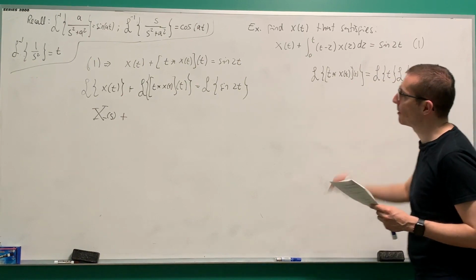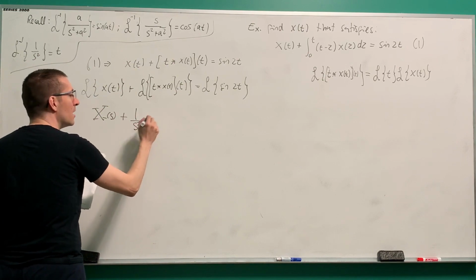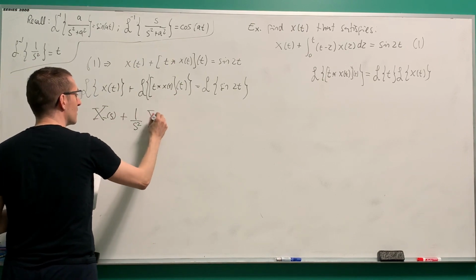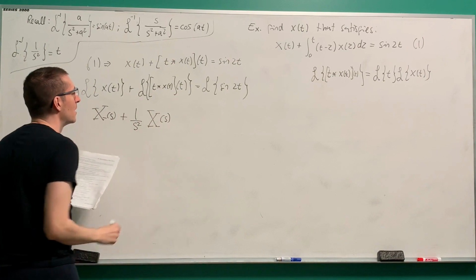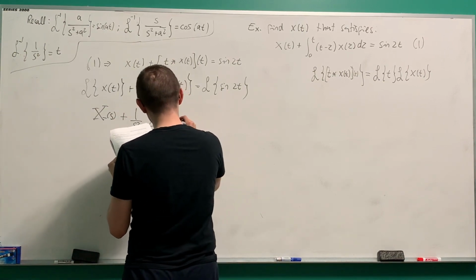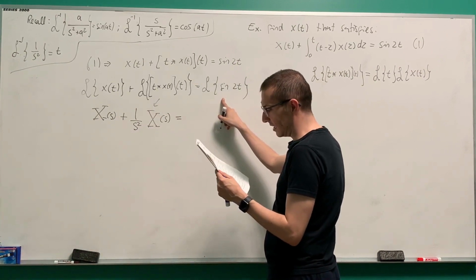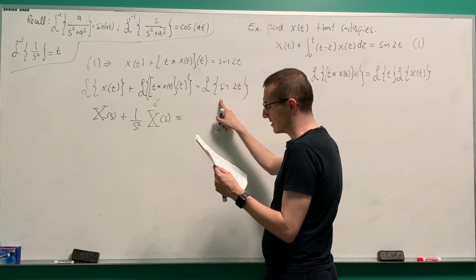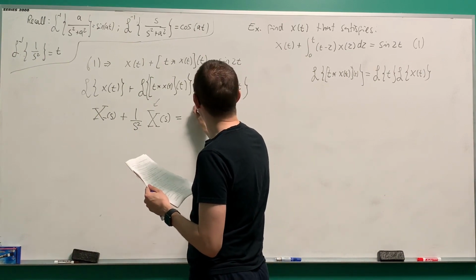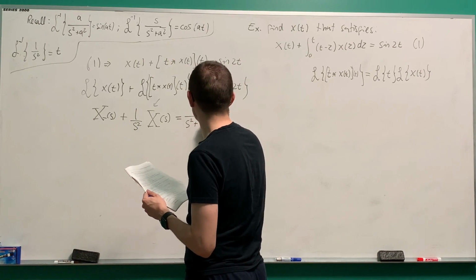Well, that's nice. The Laplace transform of t is 1 over s squared times capital X of s. Very nice, that is this. Right? And this thing is equal to the Laplace transform of the sine of 2t, and the Laplace transform of the sine of 2t is just 2, that's a, divided by s squared plus 2 squared, which is 4.